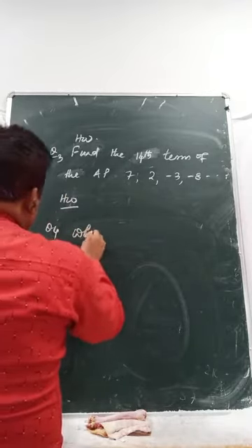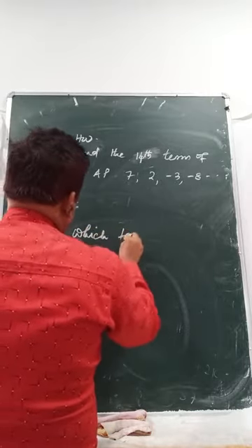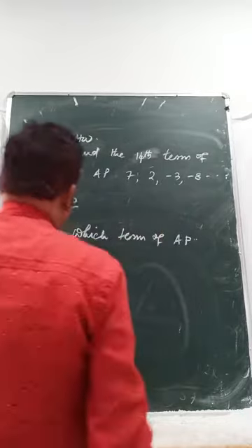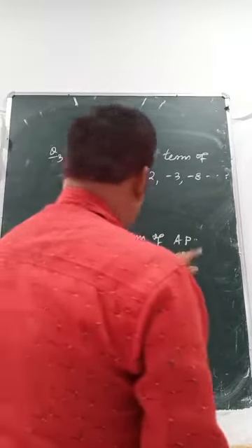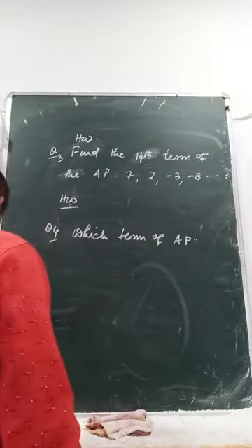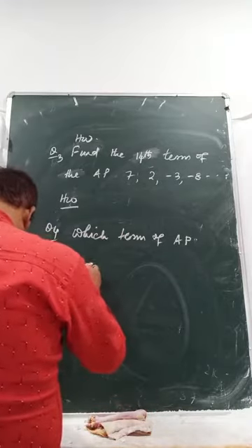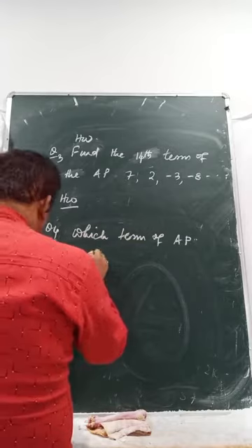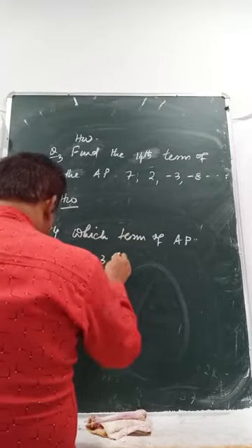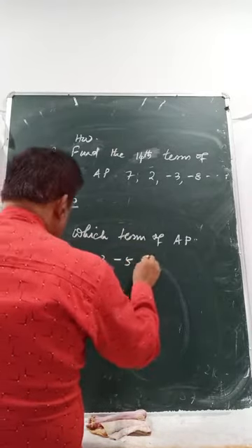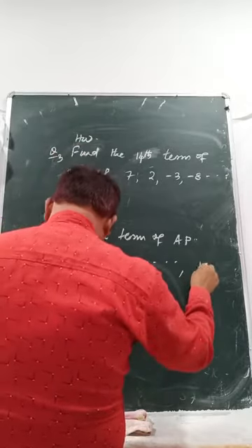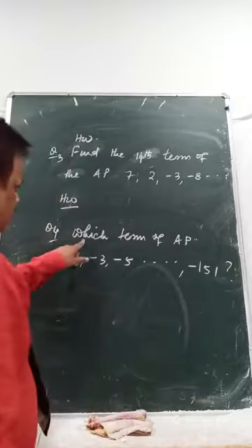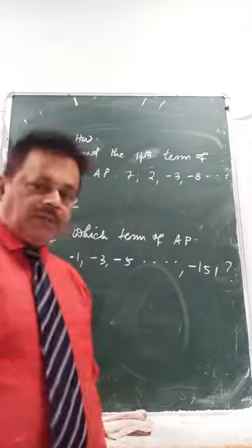Which term of the AP minus 1, minus 3, minus 5 ... is minus 151? The question: the first term is minus 1.